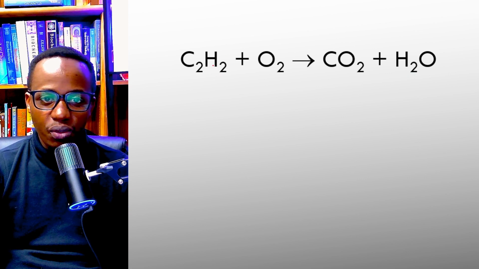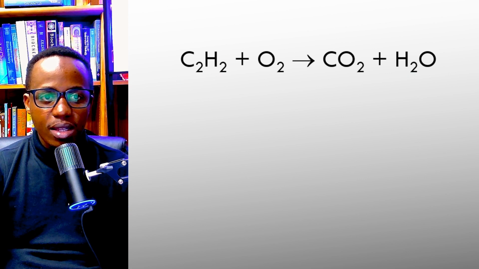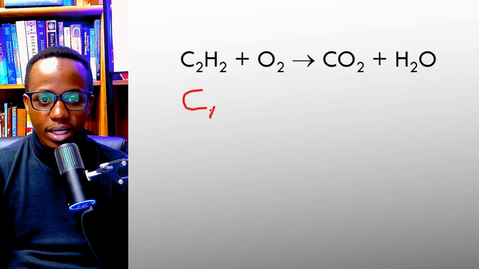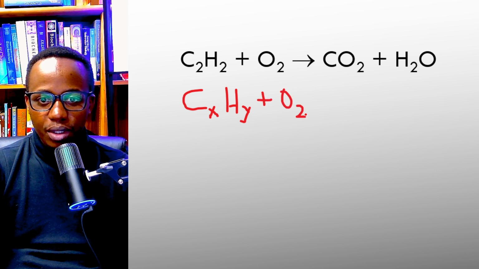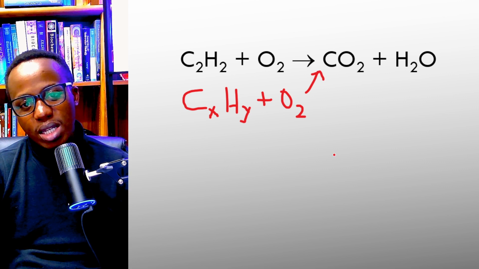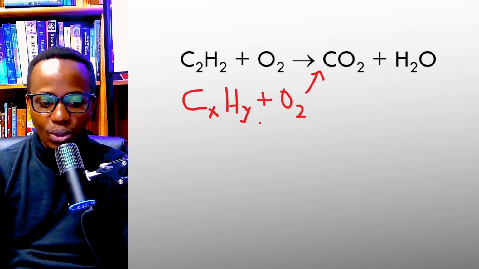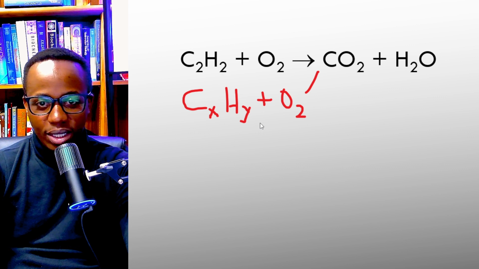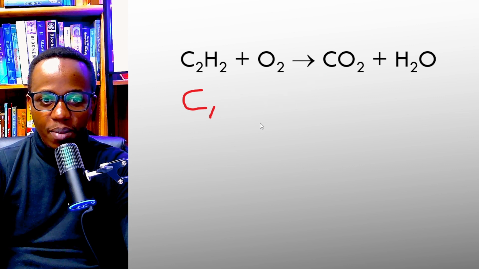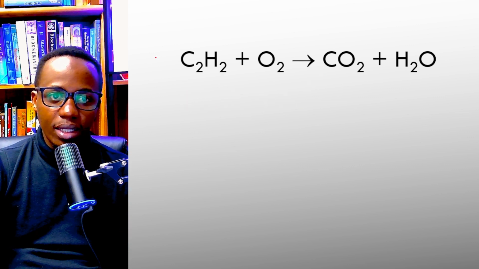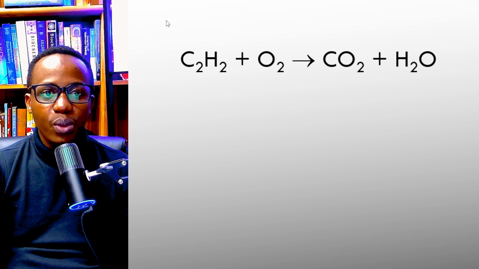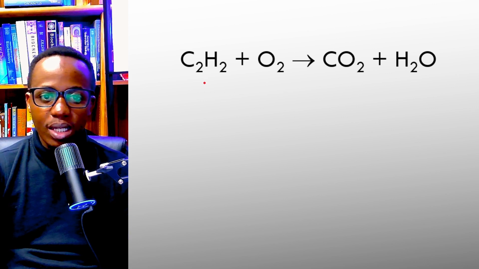Okay, so whenever I give you anything that has carbon, so I say CxHy, whenever I give you anything that has carbon in it, and then I add oxygen, it's always going to give you CO2 plus H2O. It doesn't matter what x is or y is. So this is a combustion reaction. But our task today is we got to balance it. How do we balance it?